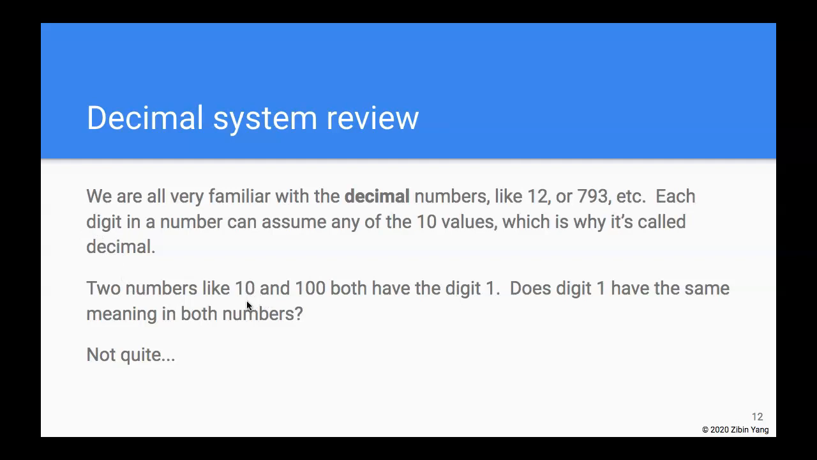Now, if we think a little more carefully, numbers like 10 and 100. Both of these numbers have the digit 1. Does the digit 1 mean the same thing in both numbers? Well, not quite, because this is 10, and this is 100. So the 1 has a slightly different meaning in these two numbers. So exactly what is it?